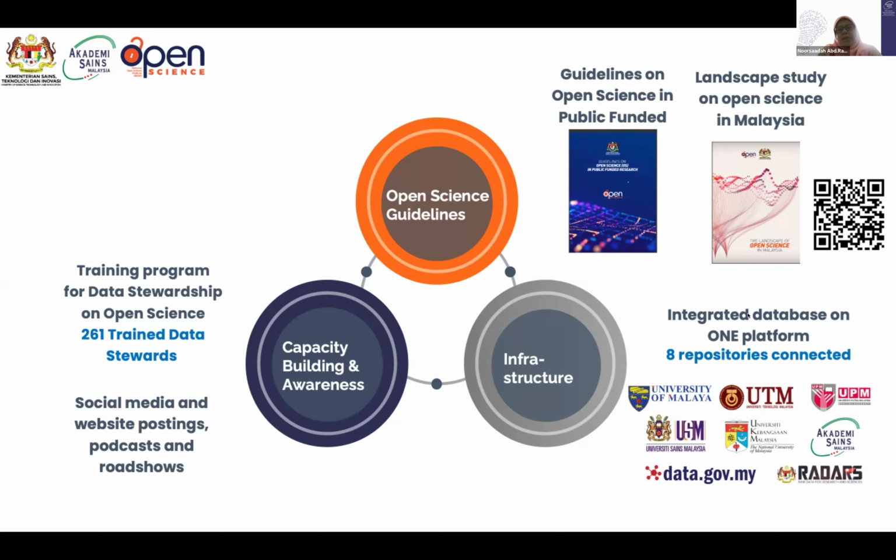We were supposed to first come out with an open science guideline, a national guideline, that hopefully looks into how national researchers deposit their research output and data into a national repository. We also realized very quickly that we don't have people who can manage and curate the data. So we need to build capacity for data stewardship and increase awareness amongst researchers of the importance of data management and the data management plan. The last and most important thing is to look at infrastructure: one integrated database on one platform.